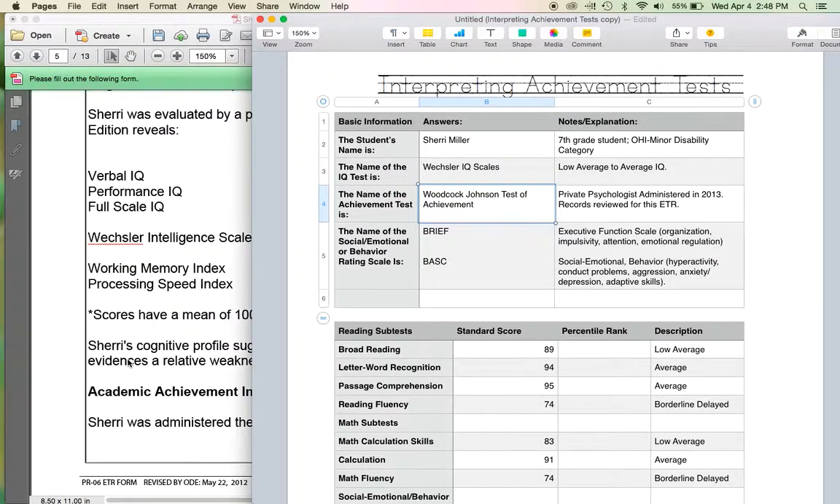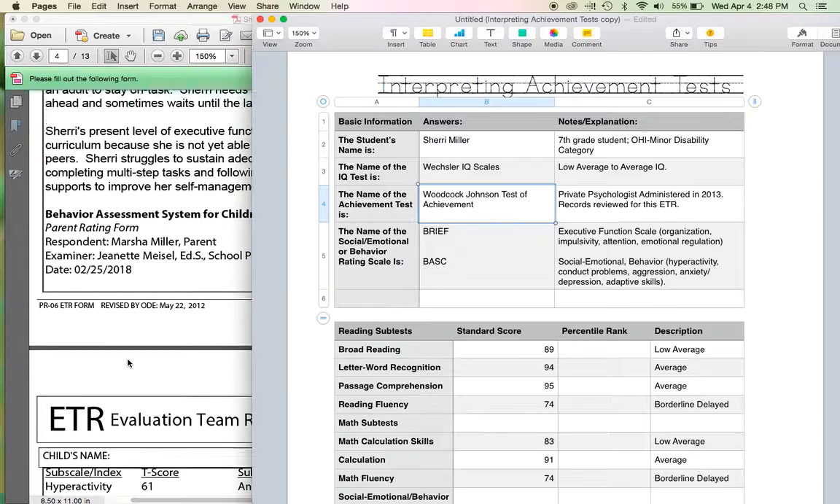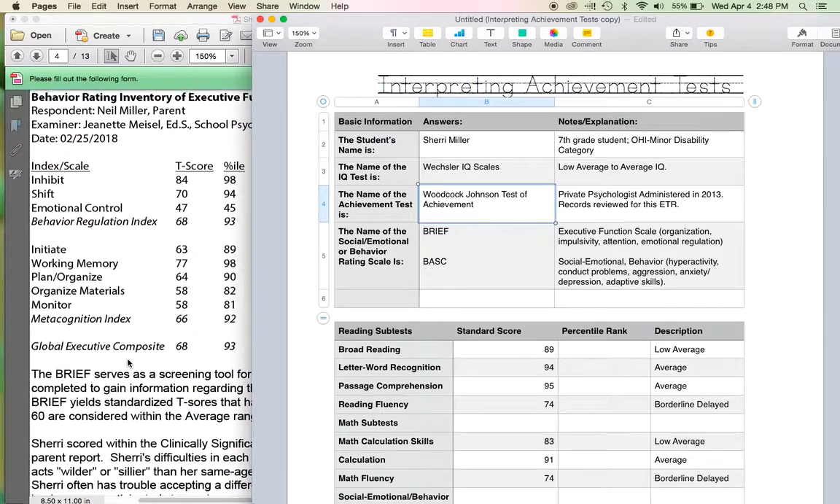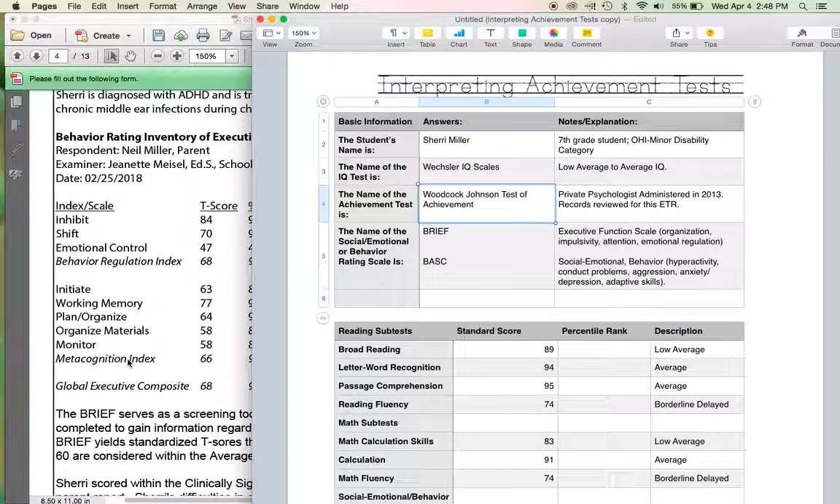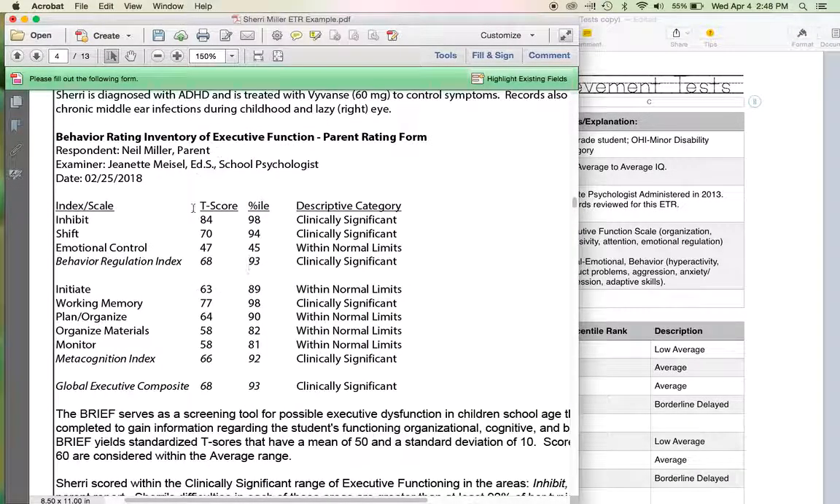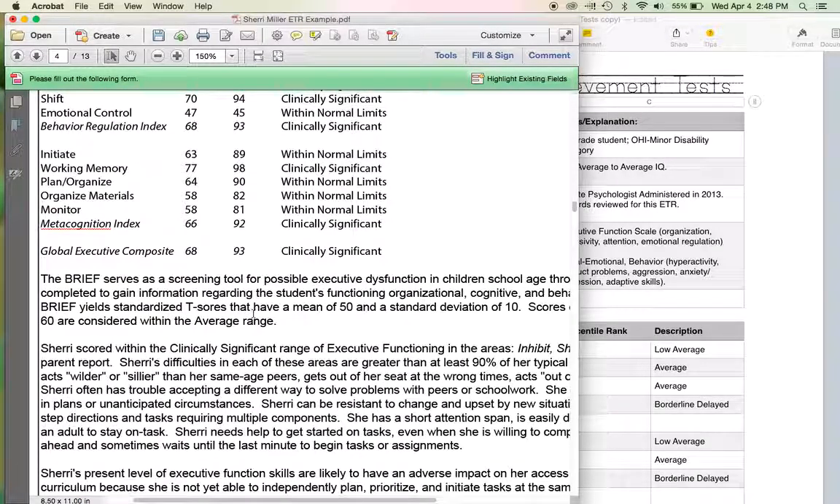So backtracking, in this particular ETR, the social emotional scales were listed before the IQ and the achievement test. So I noted that the one assessment that was given was called the BRIEF, or the Behavior Rating Inventory of Executive Function. If you're confused about what something measures or what kind of skills it's evaluating, definitely go down here and read the first paragraph. This should tell you specifically what the test is for and what it measures.